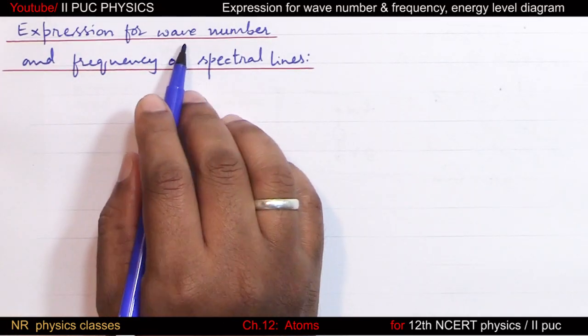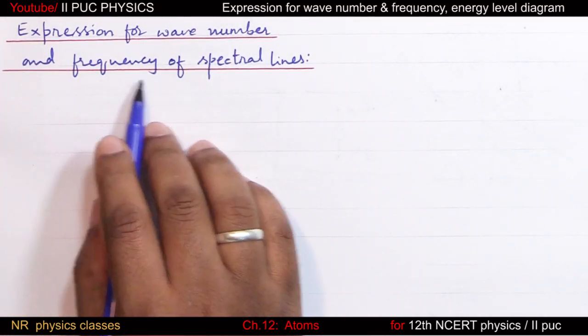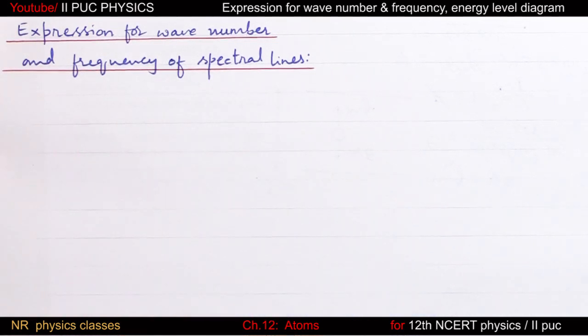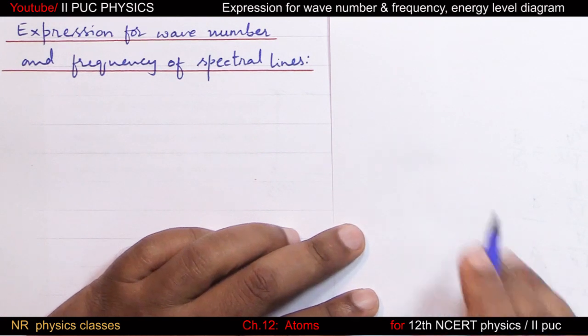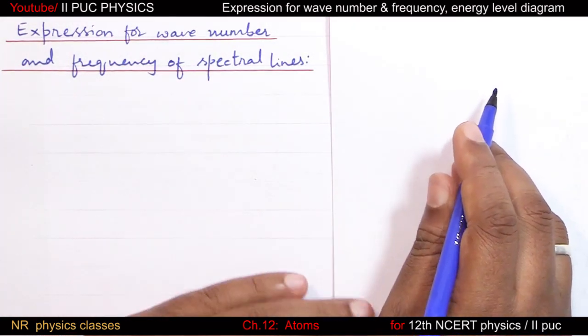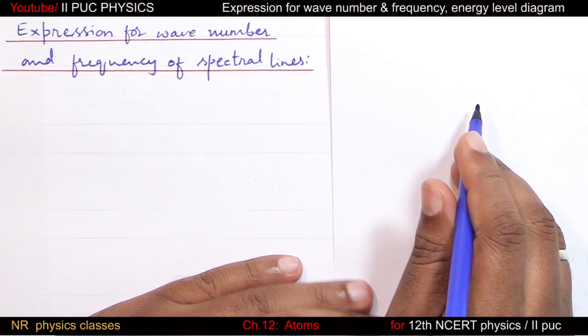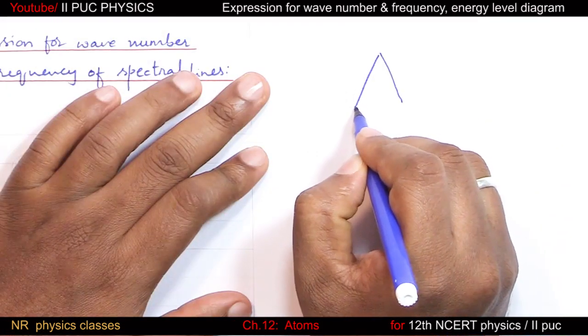Expression for wave number and frequency of spectral lines. Now what is spectrum, spectral lines, wave number and frequency? Okay, this is a dispersive medium.